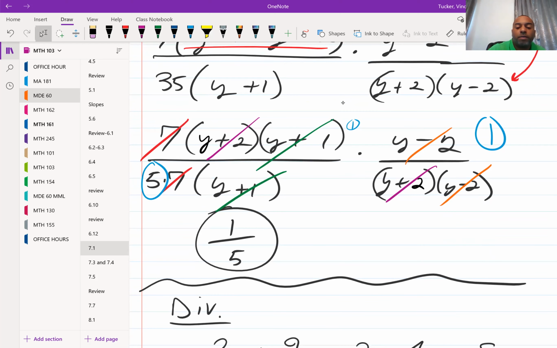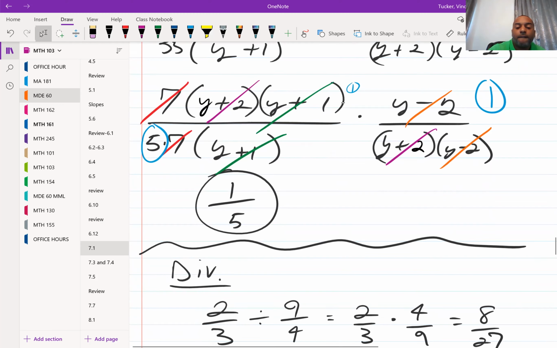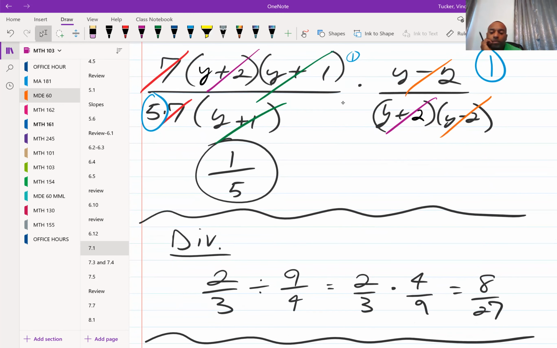Any problems with multiplication? We'll look at division. All right, division: 2/3 divided by 9/4. Don't forget, whenever you divide by a fraction, you have to multiply by the reciprocal. So 2/3 divided by 9/4 turns into 2/3 times 4/9. Change the division to multiplication, then multiply by the reciprocal. Two-thirds times 4/9, multiply across, that'd be 8/27.